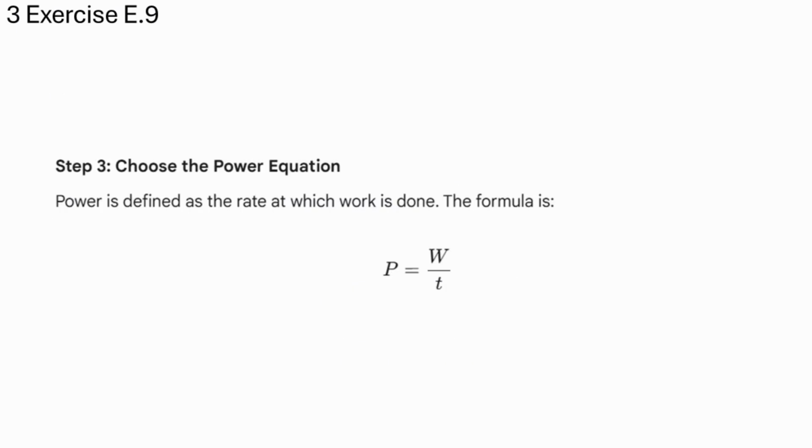Now that we have our work, we can find the power. Power isn't just about how much work you do. It's about how fast you do it. To find this rate, we use the power formula. Power equals work divided by time. This tells us how many joules are used every single second.